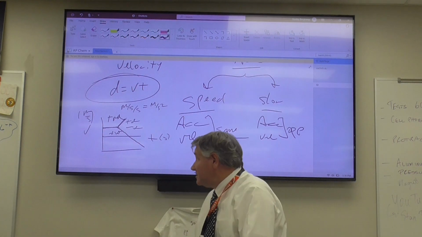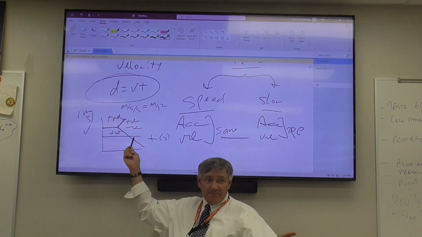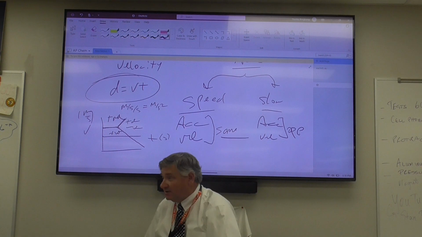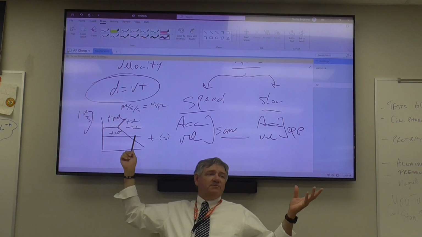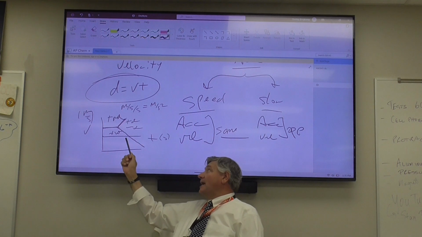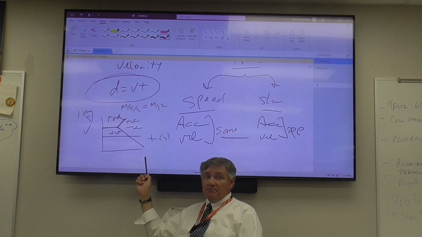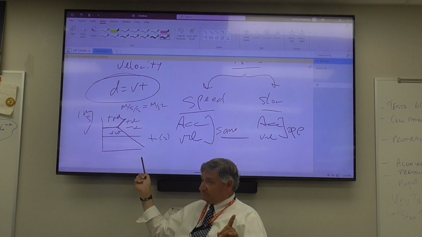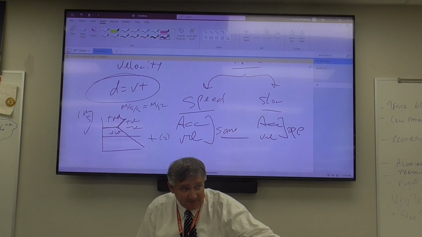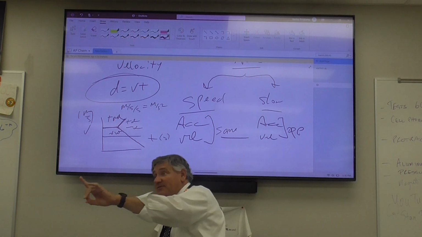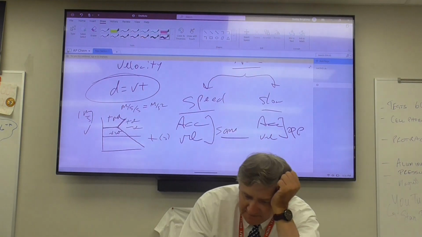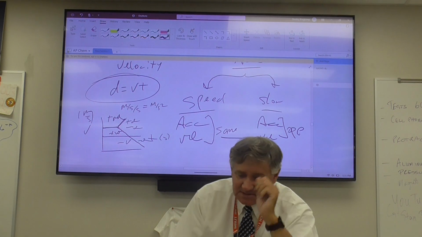Now, the negative acceleration here made me slow down because I had positive velocity. So here's the first criteria. I'm slowing down. I'm approaching 0 meters per second. I cross 0. Now, do I still have negative acceleration? Yes. Still have negative acceleration. But now what am I doing? Speeding up, because now I have negative velocity. Cool, right? So now I have negative velocity, negative acceleration, and I speed up.